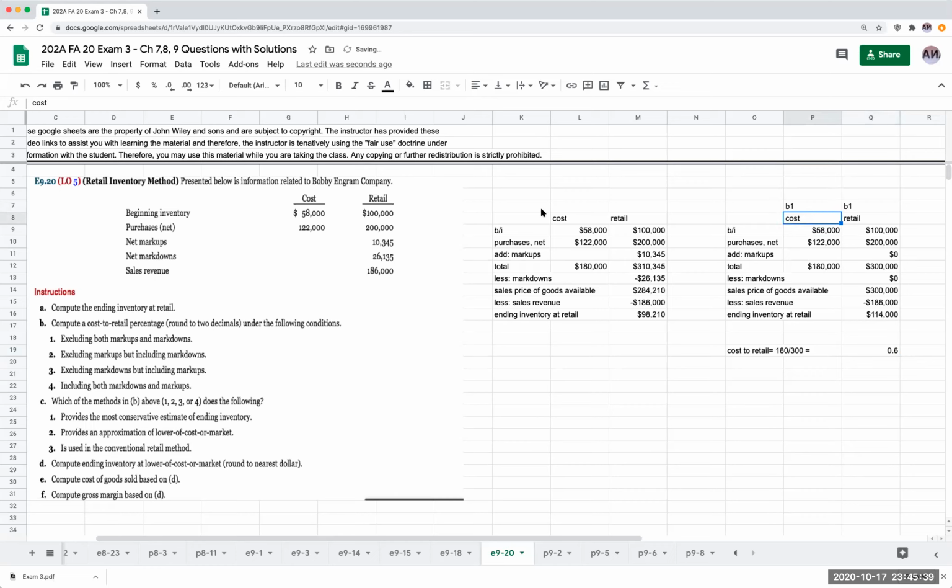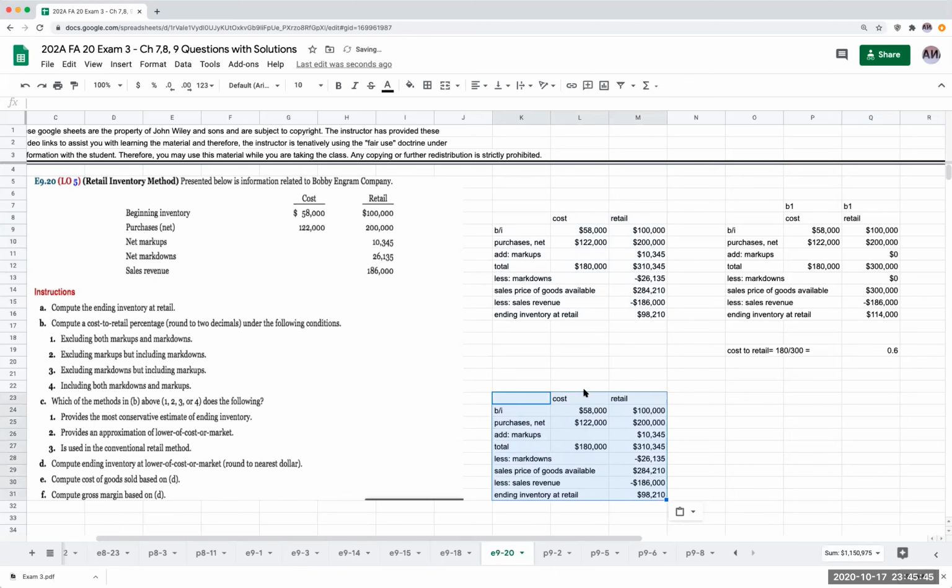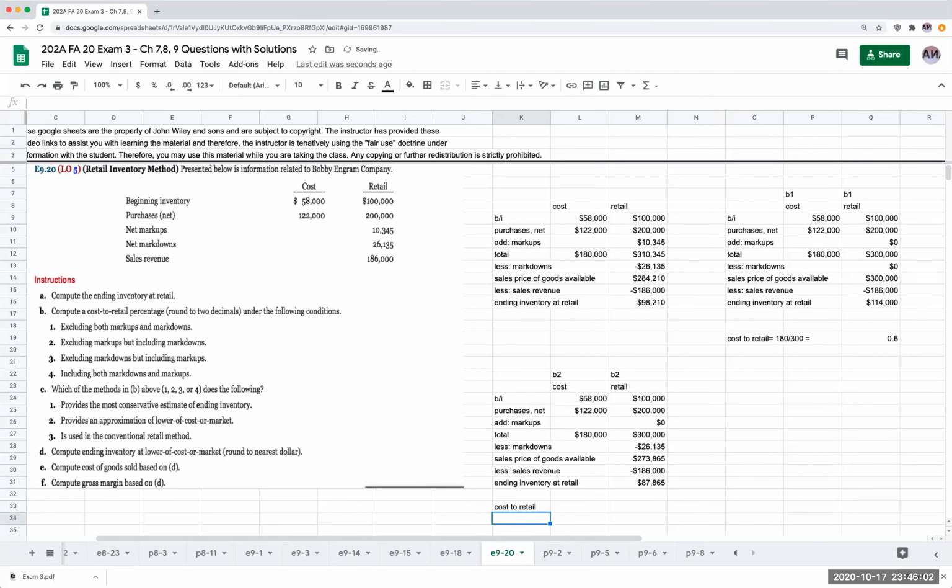The next one is excluding markups but including markdowns. So if I'm excluding markups but I'm including markdowns, then my cost to retail will be 180 divided by 273,865, or about 65%.